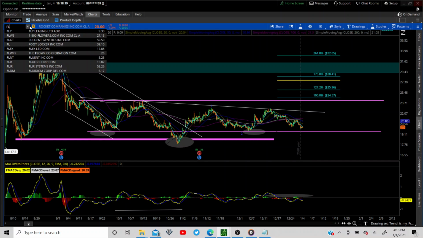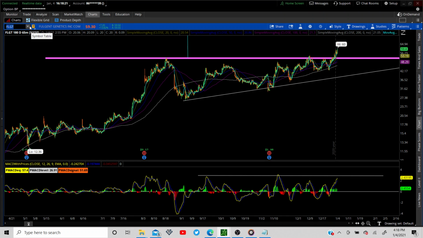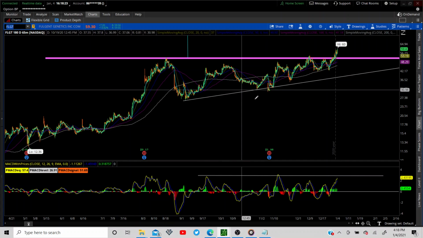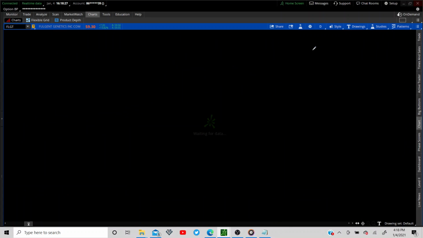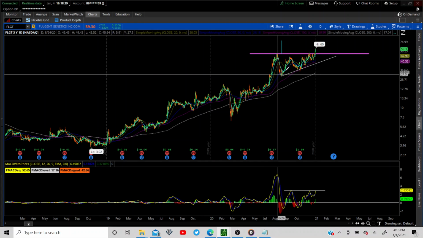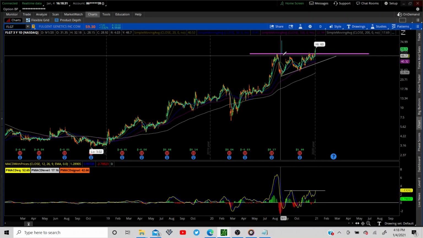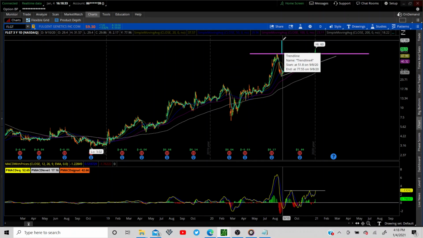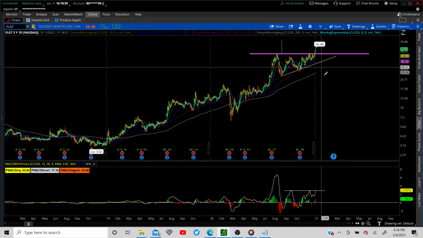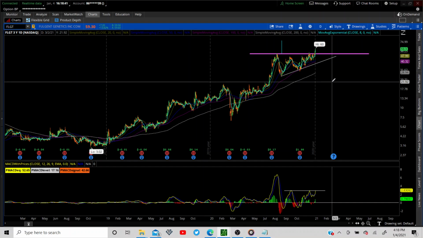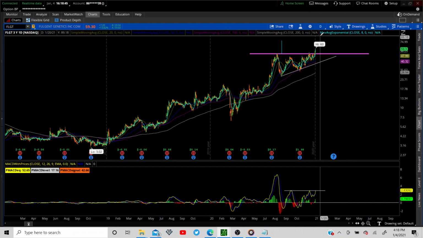And FLGT. Oh man, one of our viewers gave us this name, and it is moving now. Let's go on the daily just so we can see. We have this ascending triangle. Now I did put up a measured move here, so we're looking at just under 80. So we have plenty of time. We're just about 59. We have just about a 20 point move just to get to the measured move, and then we'll reassess what's happening next.